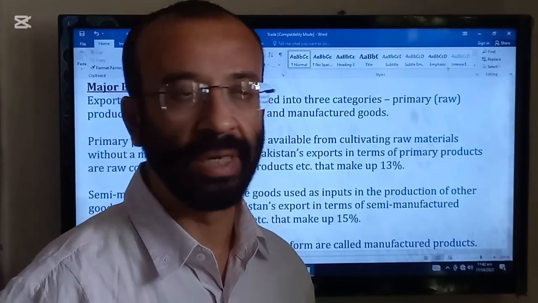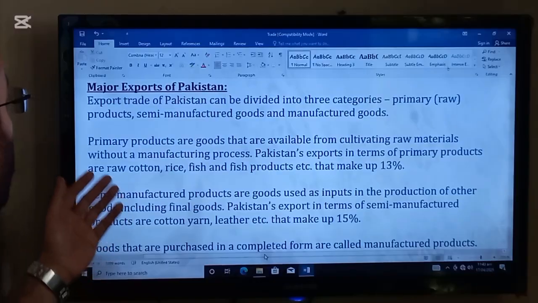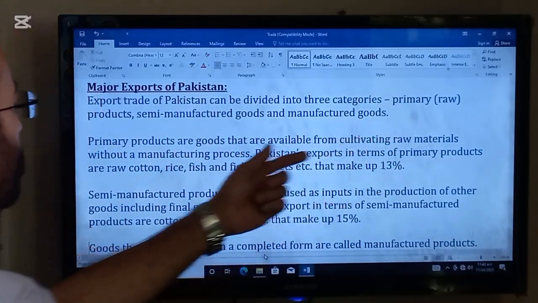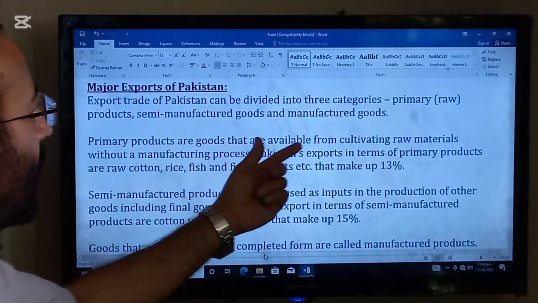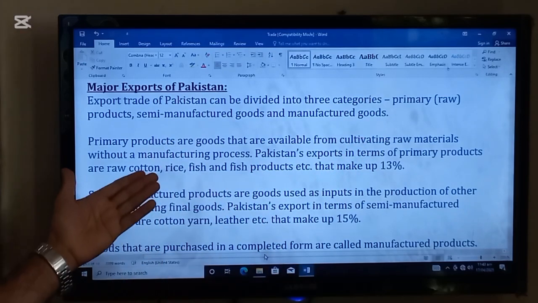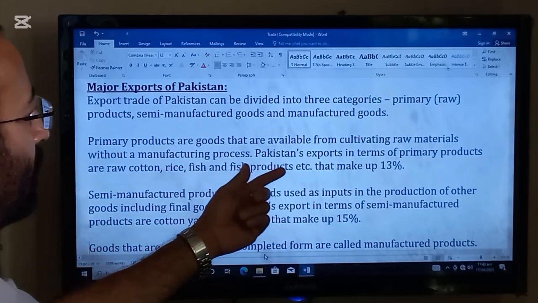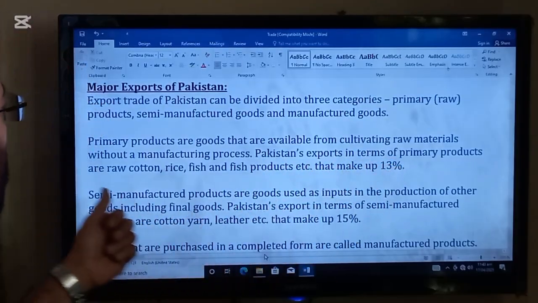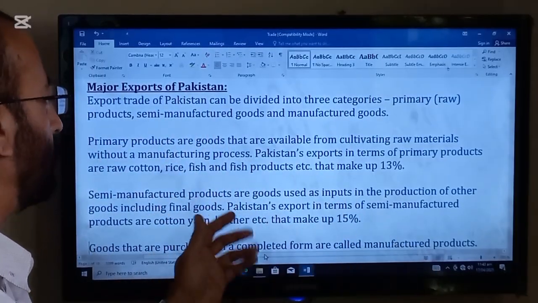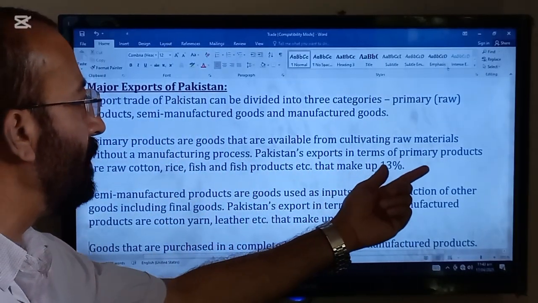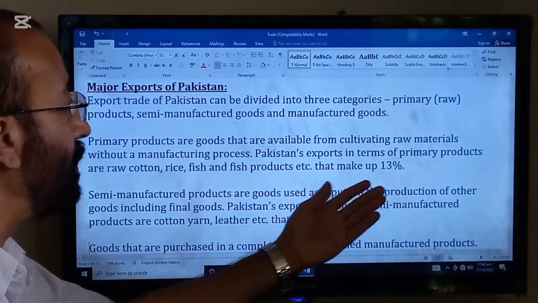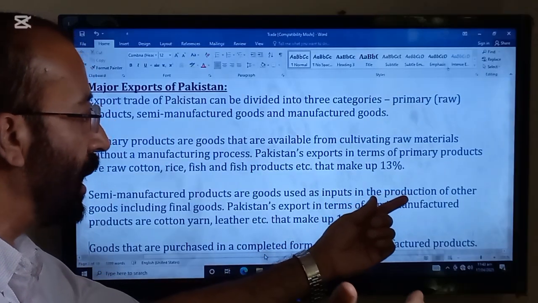The next point in the lecture is major exports of Pakistan. The export trade of Pakistan can be divided into three categories, that is primary products, semi-manufactured goods and manufactured goods. So one by one we will read all three kinds of goods. First, primary products are the goods that are available from cultivating raw materials without a manufacturing process. So they are actually exported in very raw form. Pakistan's exports in terms of primary products are raw cotton, rice, fish and fish products, etc. that make up 13% of the total exports of Pakistan.